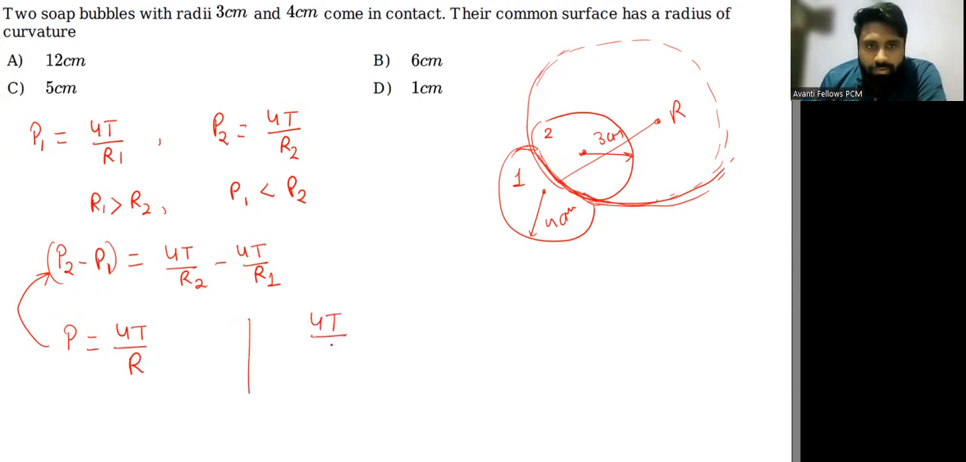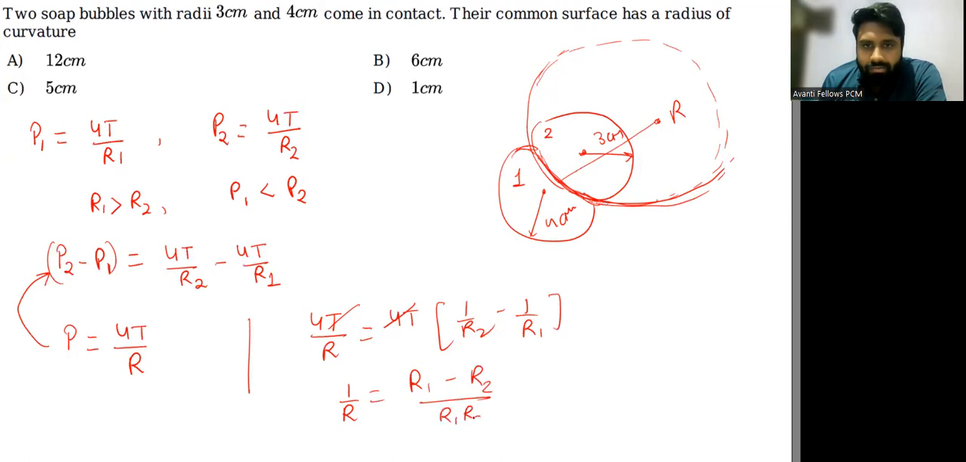So 4T upon R is equal to 4T into 1 upon R2 minus 1 upon R1. So 4T and 4T will cancel out. 1 upon R will become R1 minus R2 divided by R1 R2. Now R is nothing but R1 R2 divided by R1 minus R2.